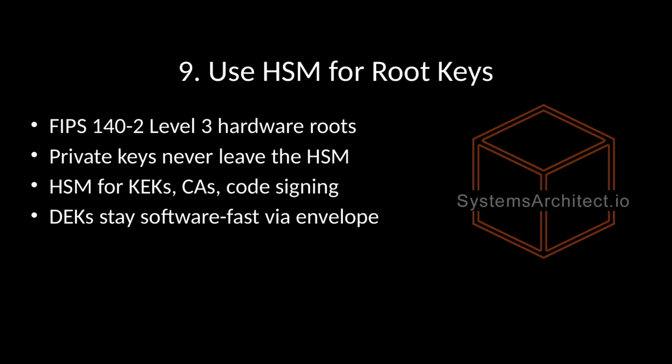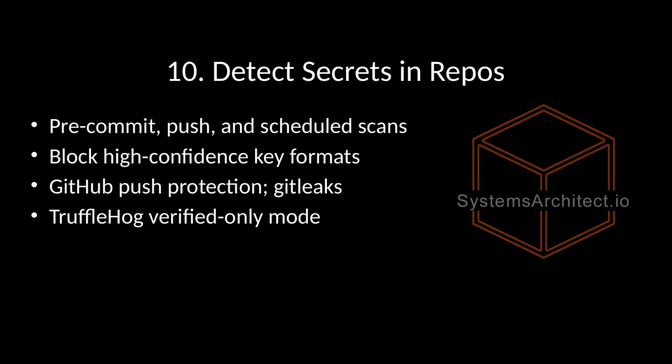Use HSMs for roots, CAs, certificate authorities, and code signing, not every data key, because HSM ops are slower and cost more. Envelope encryption fits. HSM protects the KEK. Software DEKs do bulk work. Cloud HSM or KMS-backed HSMs, Azure Managed HSM, and Google Cloud HSM protection level deliver that top of hierarchy.